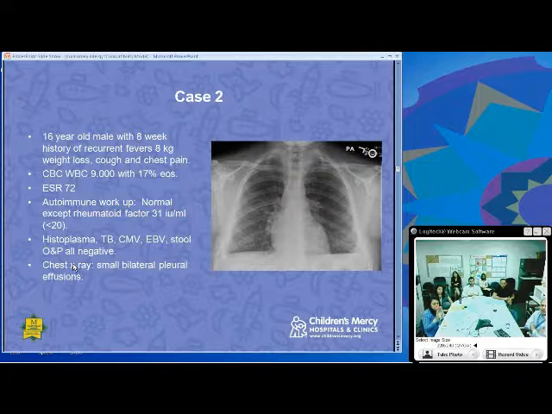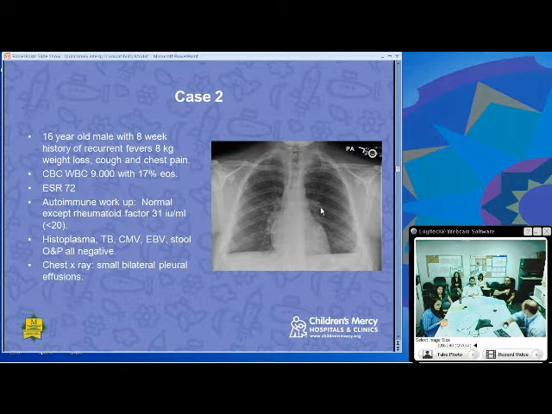So when he came to the hospital, he had a chest X-ray done, and in the chest X-ray you can see here he has bilateral pleural effusions. You don't see really much of infiltrates in the lung. They look clear other than that. So before this, he was actually given antibiotics by the primary care physician without any improvement.